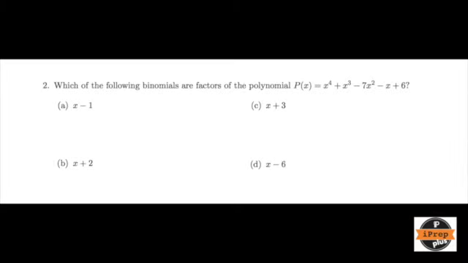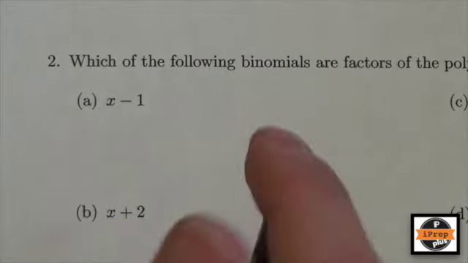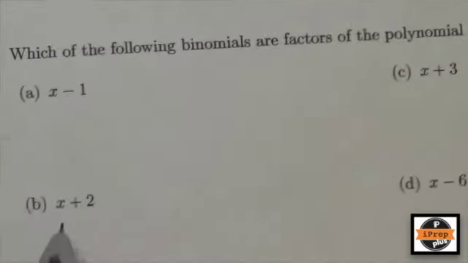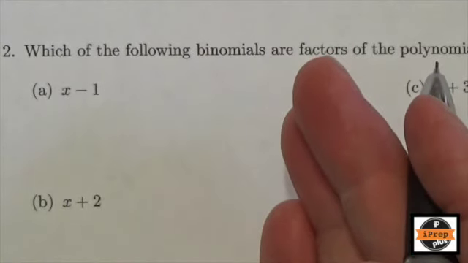Which of the following binomials are factors of the polynomial p of x equals x to the fourth plus x cubed minus 7x squared minus x plus 6? As with the previous question, we're going to figure out what values make each one of these binomials equal to 0, and evaluate the polynomial at those numbers.